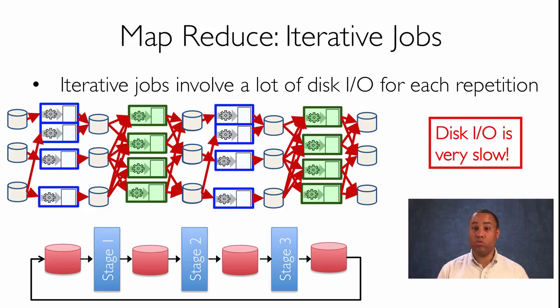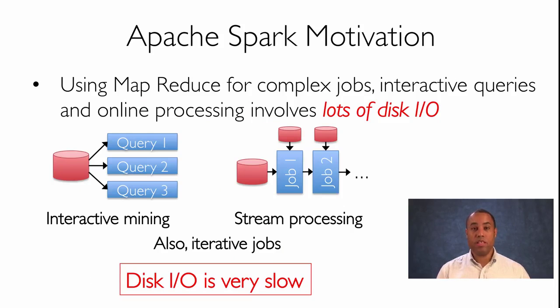Each of those mappers is reading in data from disk, then writing data to disk, only to be read back again from disk by the reducers, written to disk by that reducer, then read again by the next stage's mapper, and so on. The problem here is that disk I/O is very slow. So if we're running iterative jobs, they're primarily going to run at the speed of the disks instead of the speed of our CPUs.